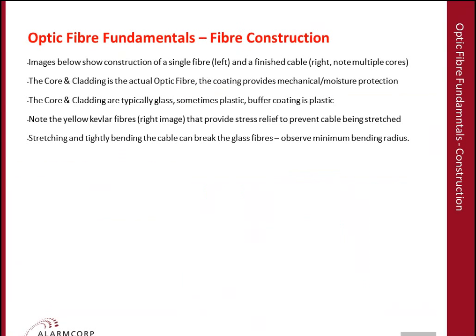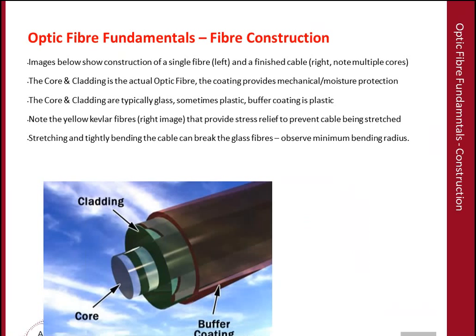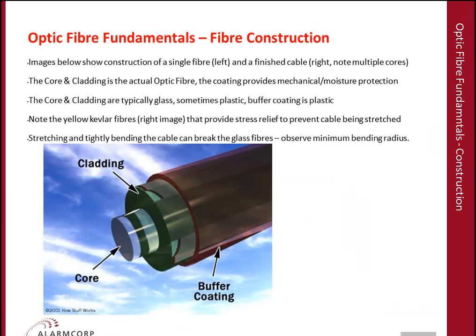Okay, let's now look at optic fiber construction. We have here a single optic fiber and a finished cable, and the image will be shown shortly. Within a single fiber we have the core and the cladding, and on top of that we have a buffer coating. The core and the cladding is the actual optic fiber itself. It is the actual core that transmits the light, and the cladding just provides mechanical and moisture protection.